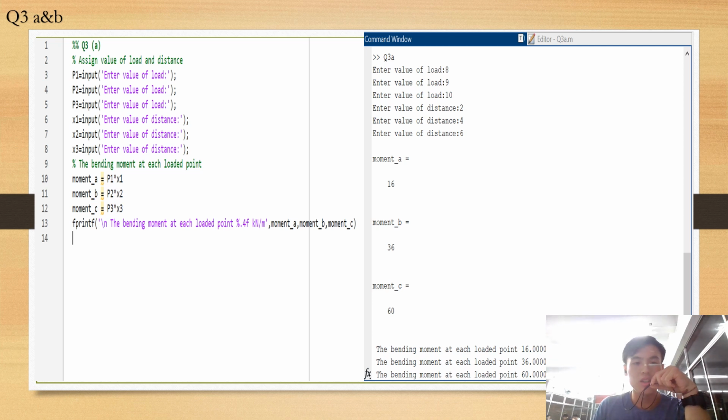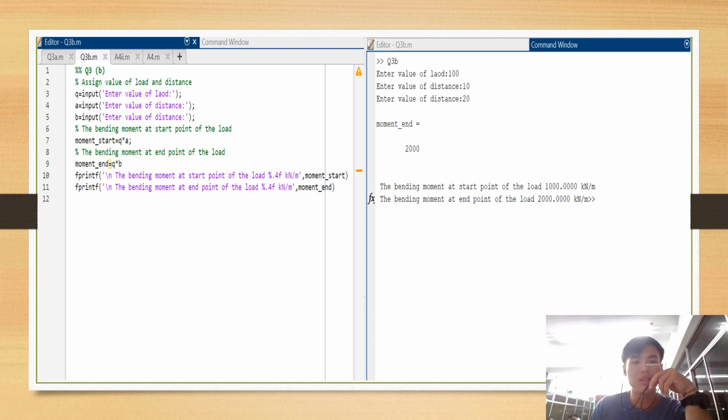For question 3a, we need to write a script file to find the bending moment at each load point. So our input is loads P1, P2 and P3 with distances x1, x2 and x3. Then to find the moment, we need to multiply the load by the distance, and then we save the script file and run it in the command window. Then we will get the bending moment at each load point.